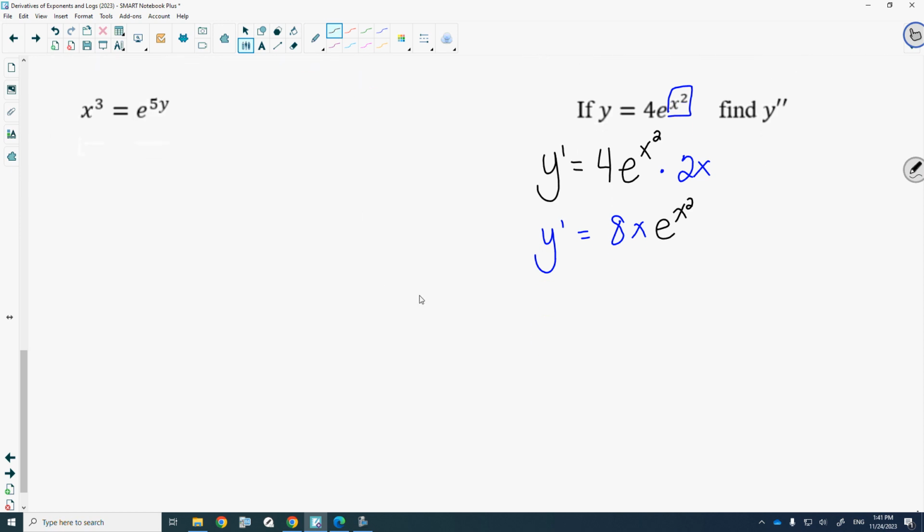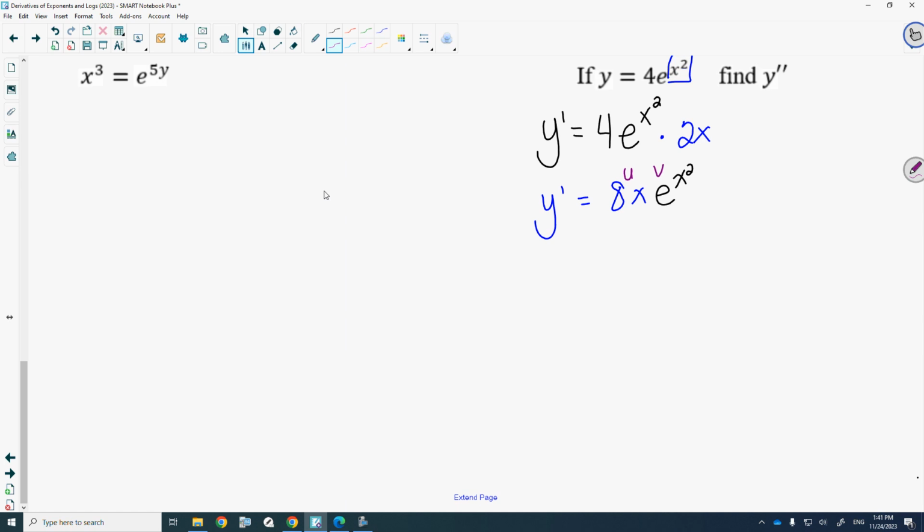Taking the second derivative, so differentiating 8x e to the x squared, is going to be two functions multiplied together. So it's going to be a product law question. So uv prime plus vu prime. So y double prime is equal to u times v prime: the derivative of e to the x squared is e to the x squared times the derivative of x squared, which is 2x. So uv prime plus v u prime, derivative of 8x is 8.